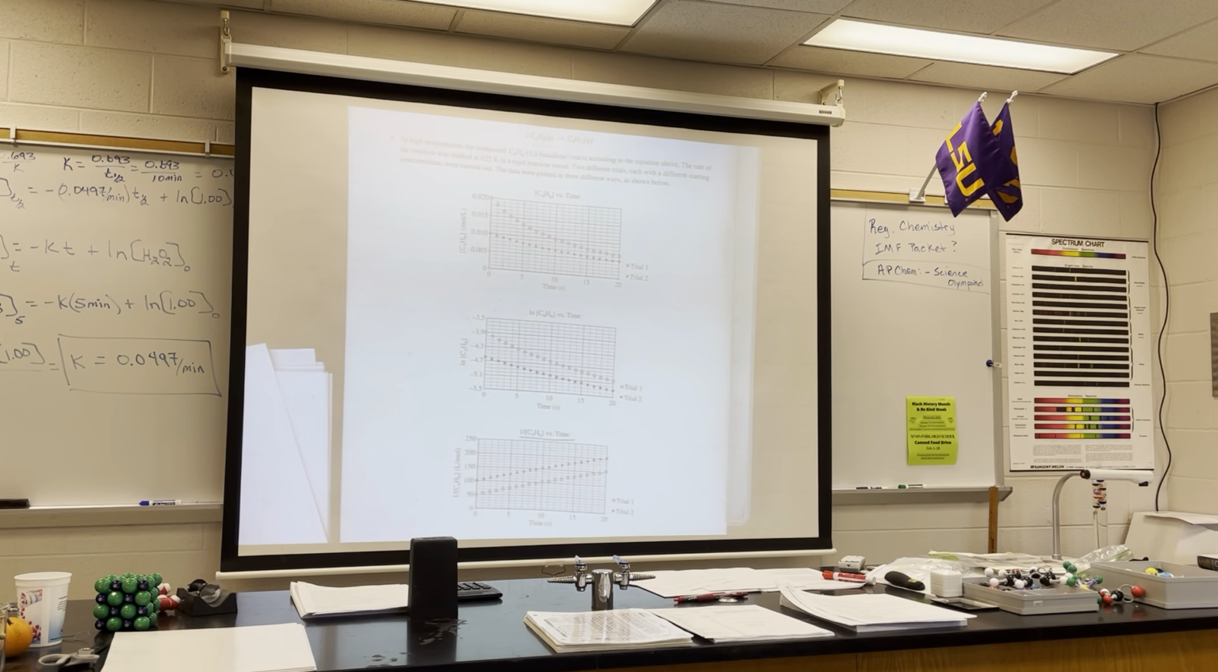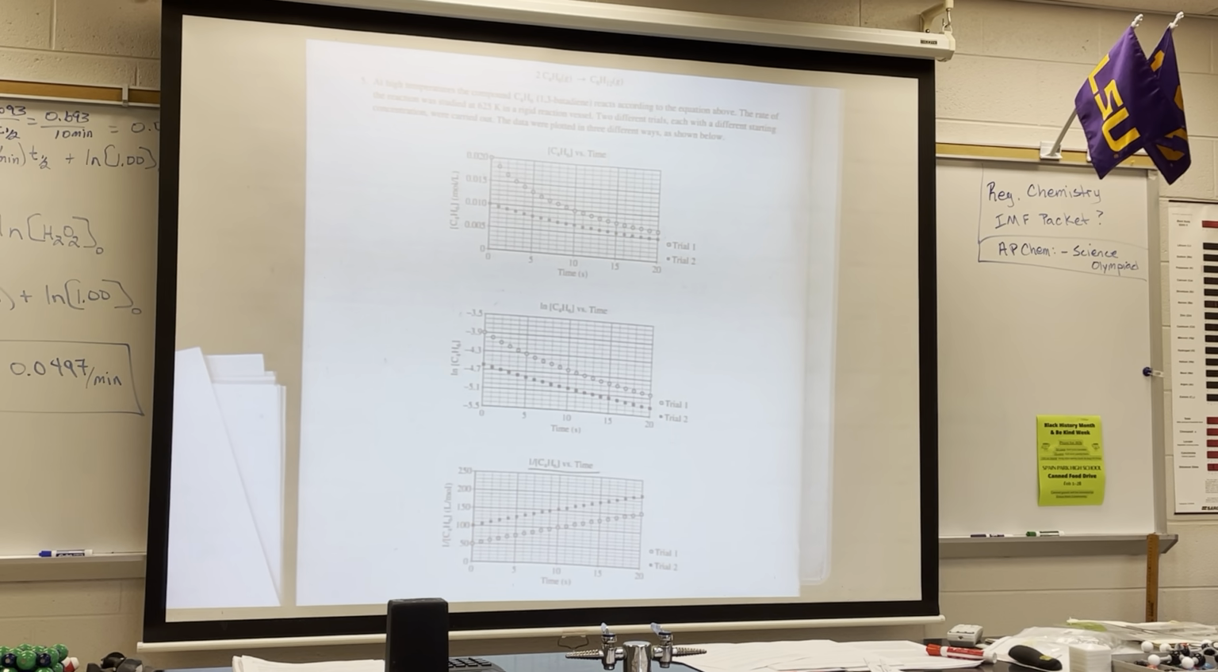At high temperatures, the compound C4H6, I think it's C4H6, it's butadiene, so it's definitely 4 carbons because butane is 4. It doesn't matter. It reacts according to the equation above. The rate of the reaction was studied at that temperature in a rigid vessel. 2 different trials with different starting concentrations were carried out. The data were plotted in 3 different ways as shown below.